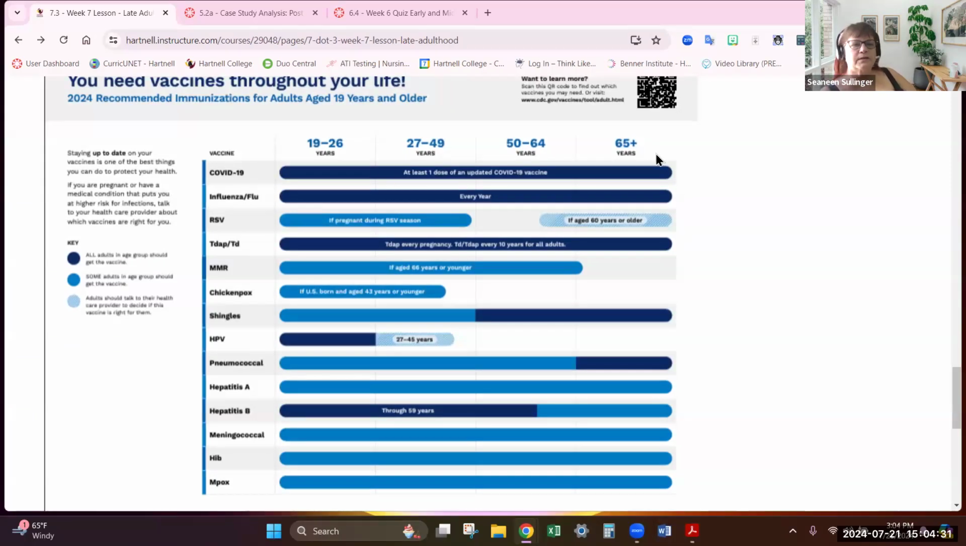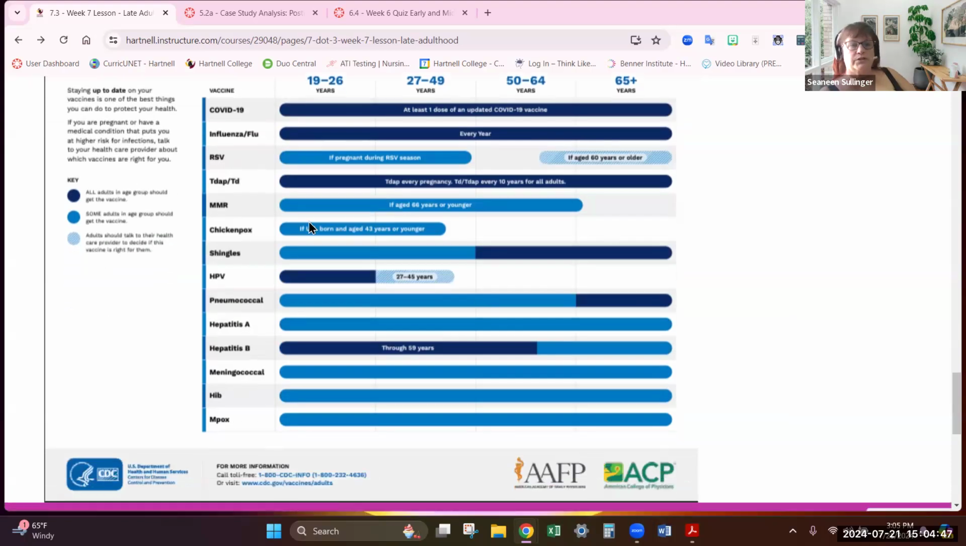So COVID, everybody gets COVID and flu now. RSV, if you're 60 or older, that's respiratory syncytial virus. For a healthy person, it's kind of like a cold, but it can kill children and elderly adults. We still get our Tdap. We don't need the chicken pox, but what we need is the shingles vaccine. That's one that we want to take, because if you had chicken pox, then the virus is in you, and so it can rear its ugly head at any point, and it's very, very painful.